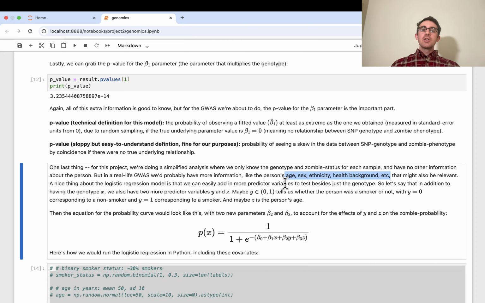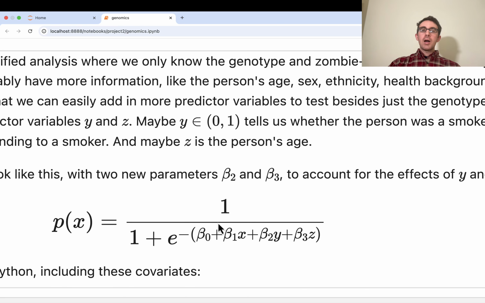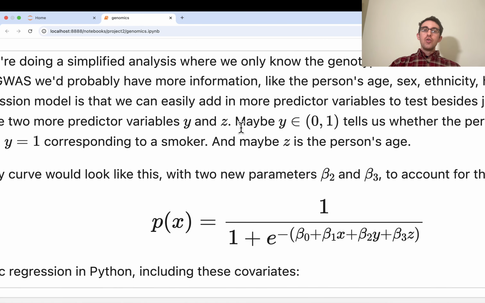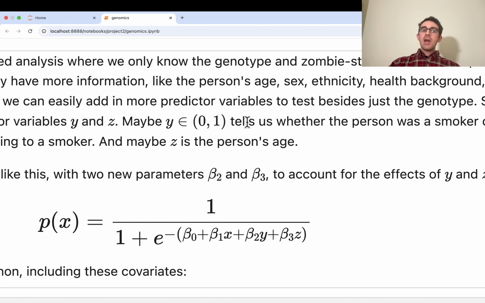So we could easily define more variables and just put them up here in the exponent that we're exponentiating E with. We can add more parameters here that multiply more variables. For example, maybe we want to add in two more variables, y and z, where y is a 0 or 1 and tells us whether the person was a smoker or not, where 1 means they were a smoker and 0 means they were not a smoker.